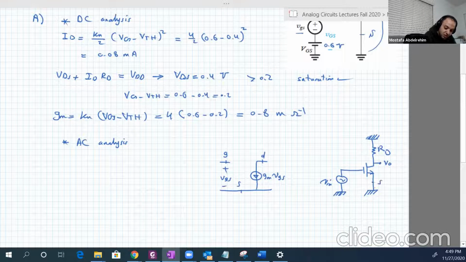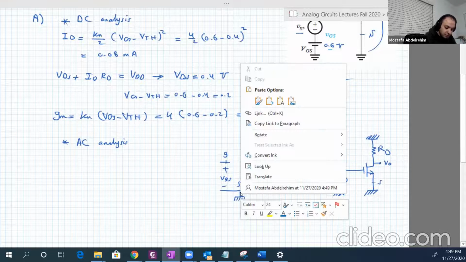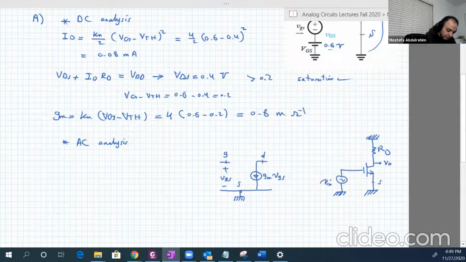Okay, this is the source. It's just connected to ground. And between the drain and the ground, there is RD. And the output voltage is between the drain and the ground. So here is the output. And between the gate and the ground, there is the input.